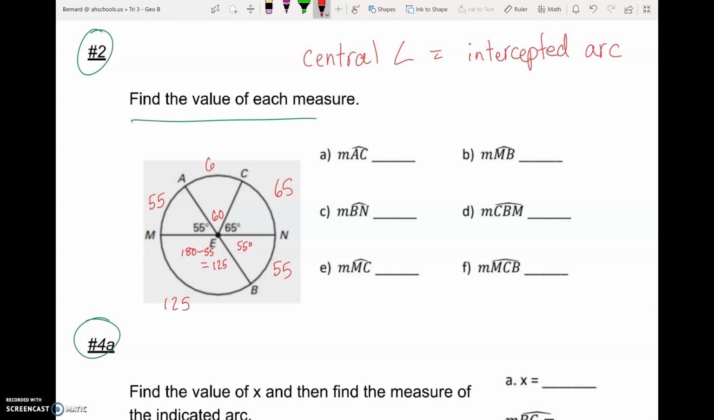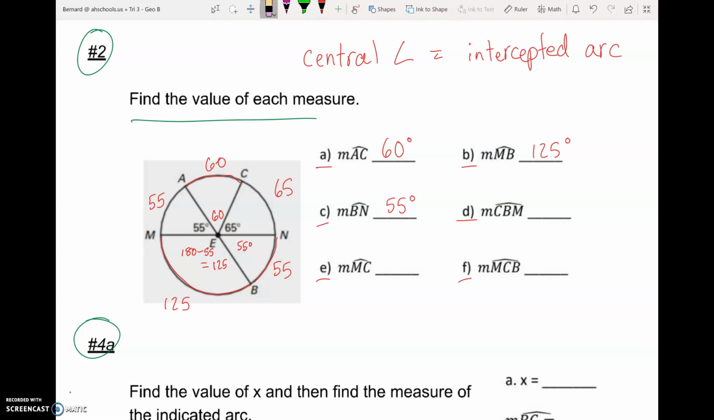And remember, AC should be 60 as well. Angles and central angles and arcs are the same. So now we can go through this list, and no matter what they ask us, we just piece together the arcs by following the letters. Sometimes we add them together, sometimes maybe it's just that one arc. So let's see. AC, find A, go to C. We see that that is a 60-degree arc. The next one, MB, start at M, go to B. We see that is a 125-degree arc. Then BN, start at B, go to N, that's just 55 degrees.